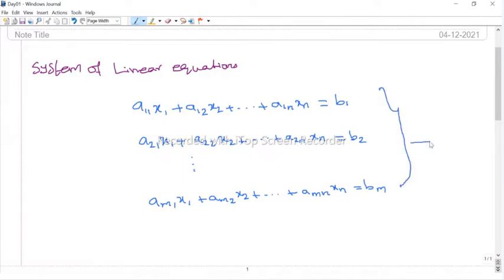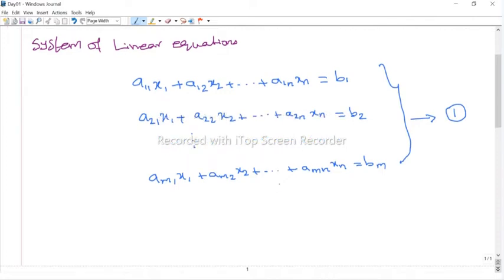We call this equation number 1. This equation 1 is called a system of equations. More than one equation is called a system of equations. Our aim is to find x1, x2, etc., xn satisfying all the equations simultaneously. That is our central theme of linear algebra, solving the system of equations. So we have to find a solution. What do we mean by solution?